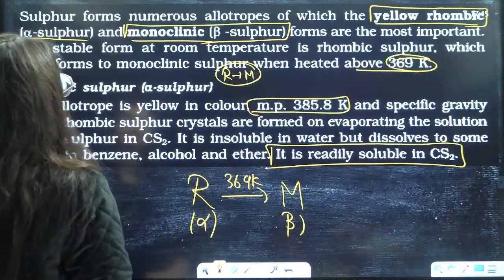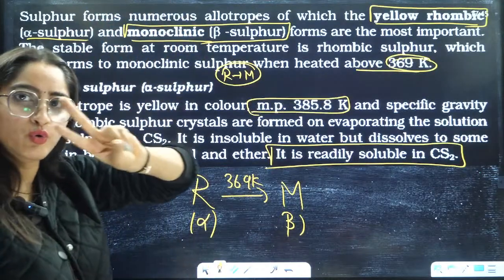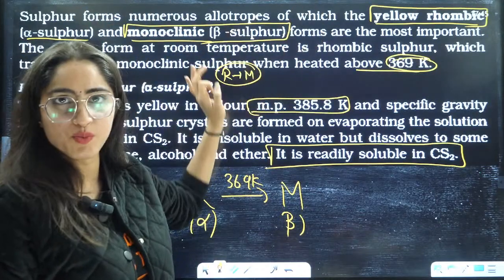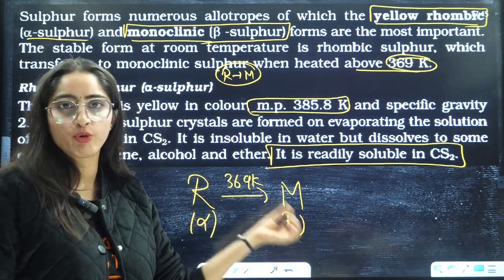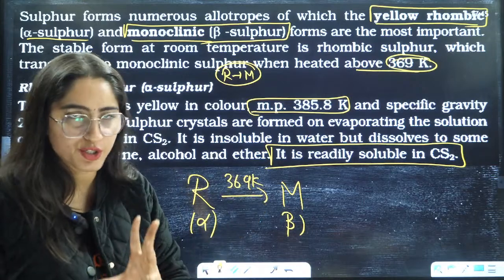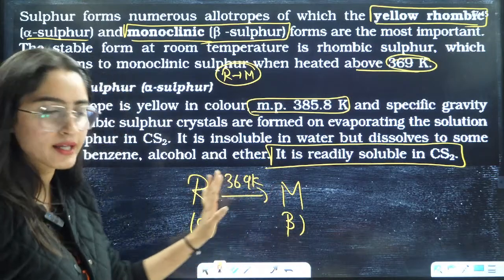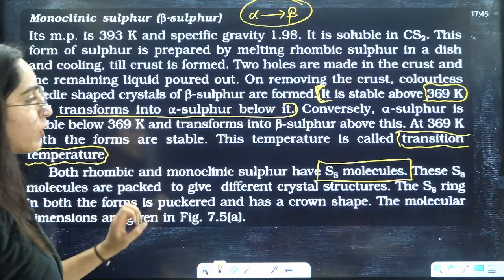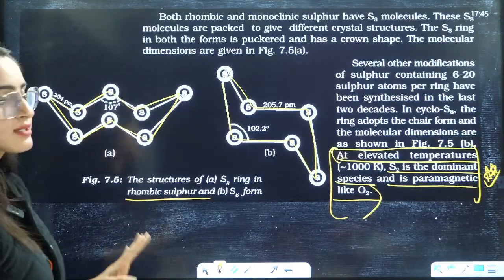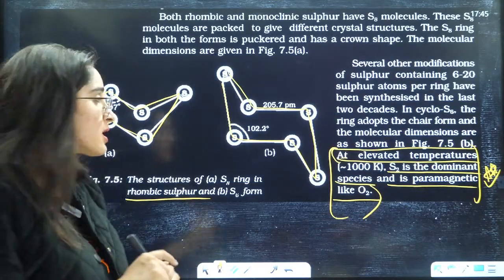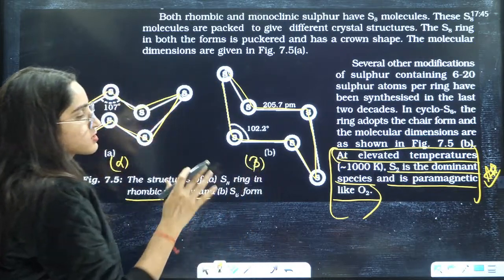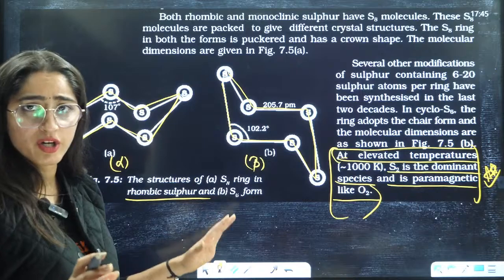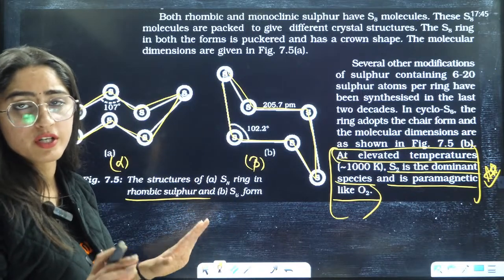Again, I am recapping. We have alpha and beta. Alpha is rhombic, beta is monoclinic. Alpha is converted to beta, that means rhombic is converted to monoclinic, at a temperature called the transition temperature, that is 369 Kelvin. Both exist as S8 molecules. Alpha exists as crown and beta exists as chair shape. These are the two shapes in which it exists.